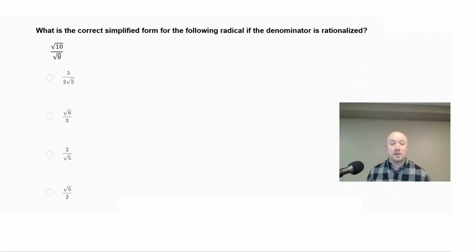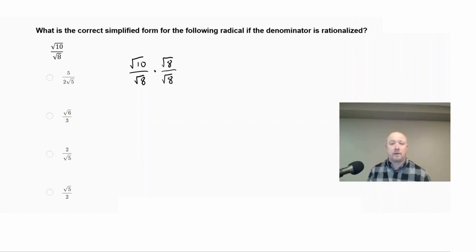What is the correct simplified form for the following radical if the denominator is rationalized? And we have square root of 10 divided by square root of 8. When we rationalize the denominator, we're trying to get rid of the square root in the denominator. In order to do that, we're going to multiply top and bottom by that root. So we're going to multiply the numerator by root 8 and the denominator by root 8.